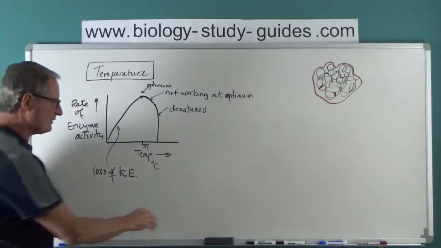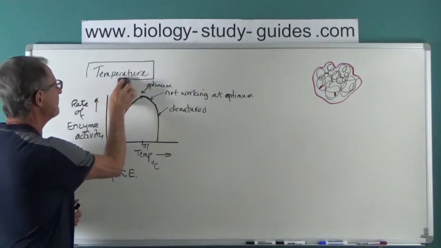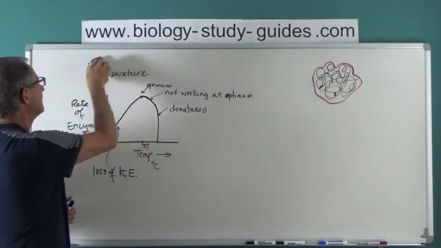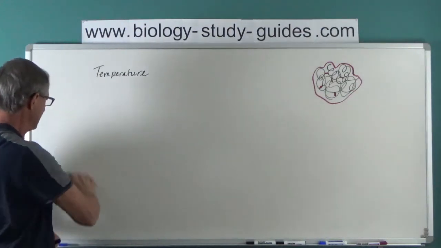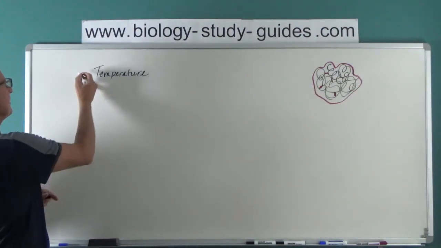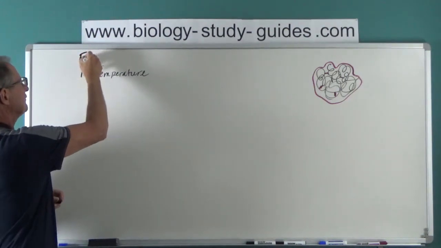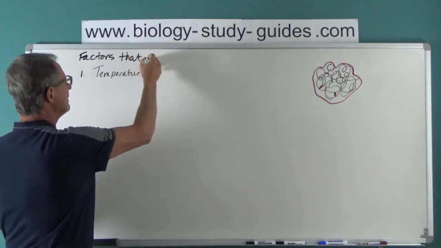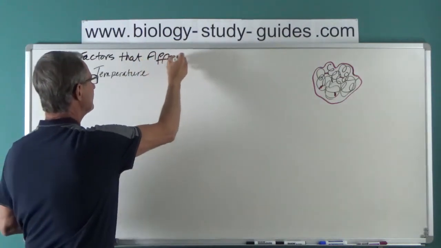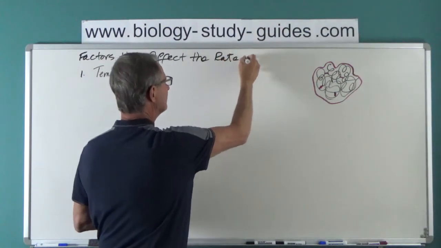The second one that I'm going to deal with is pH. I'm going to get rid of that box here. Hang on. And I'm going to number them. So we've got temperature is the first factor that affects enzyme activity. Factors that affect, we're talking about the rate of enzyme activity.